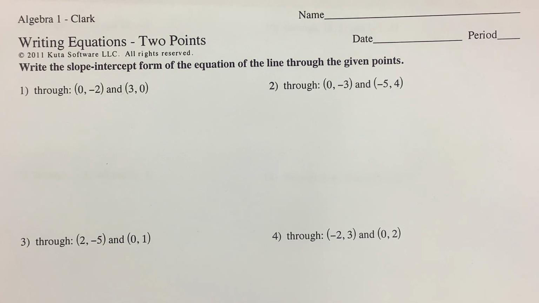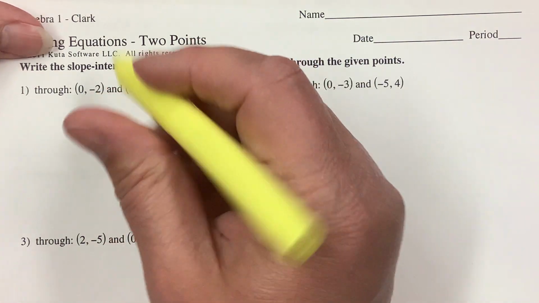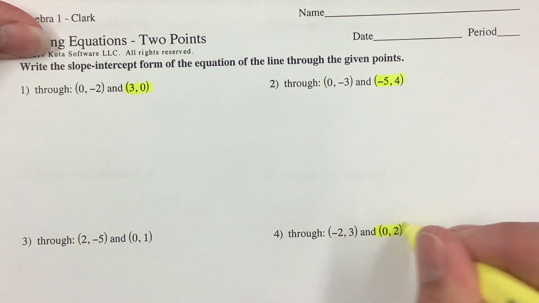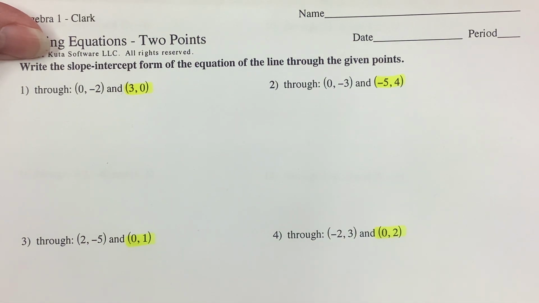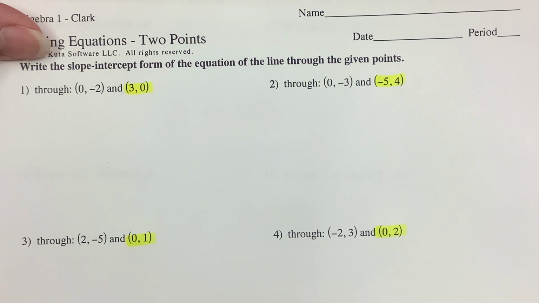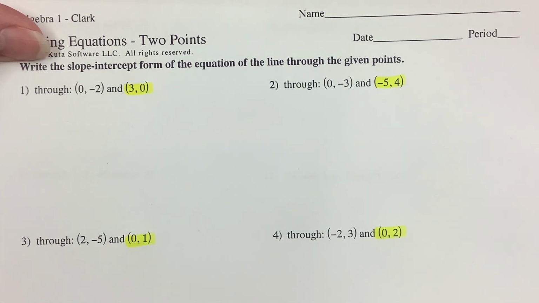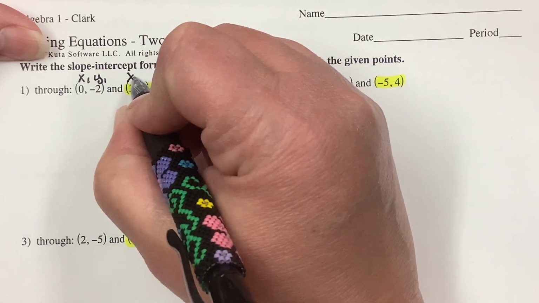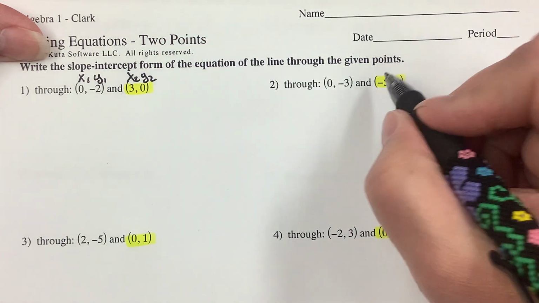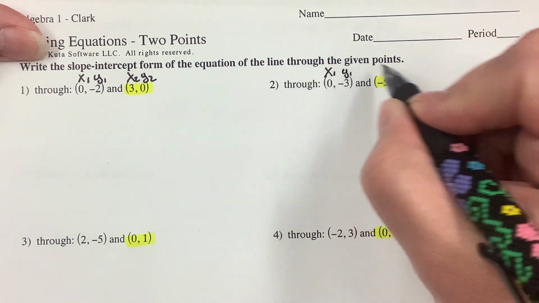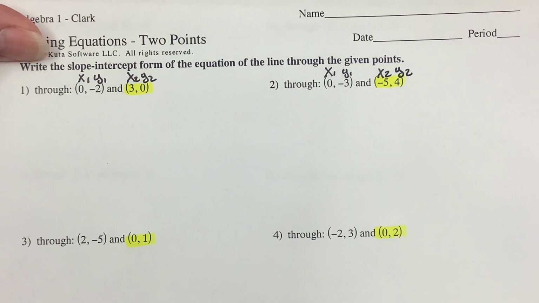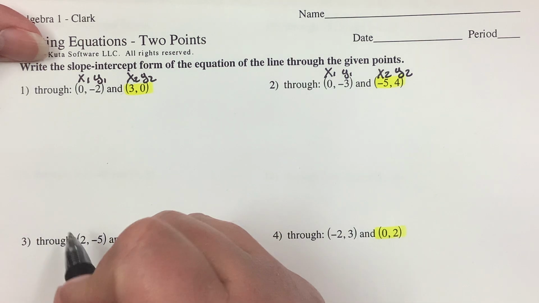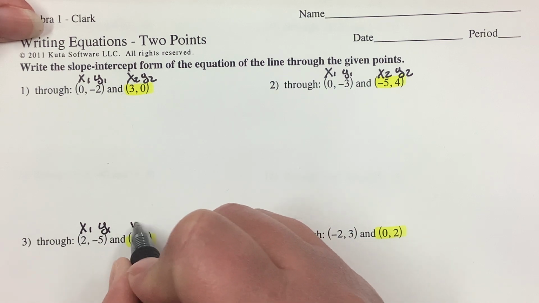All right, so I am going to go through and highlight the second point in each pair of points. Because, you know, highlighting is good. You have to label each point x1, y1 for the first point, and x2, y2 for the second point. I'm going to do that for all the points on the page because it comes in handy in a few minutes.